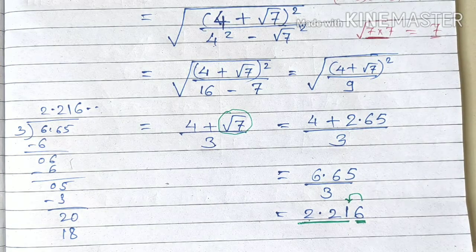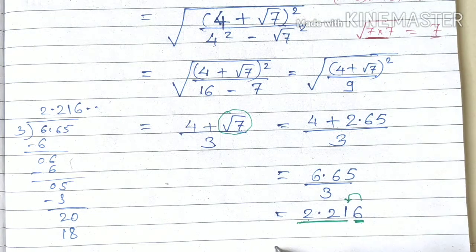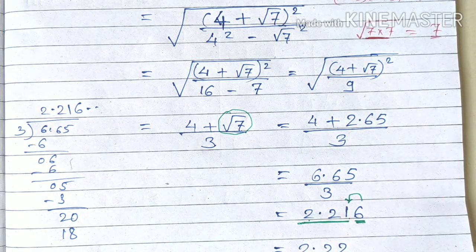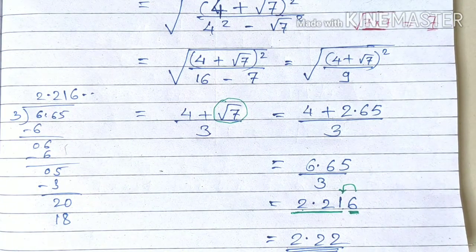Okay, then the final answer will become what? 2.2, and when we add 1 to this one, we get 2. So 2.22 will be the final answer. Okay.